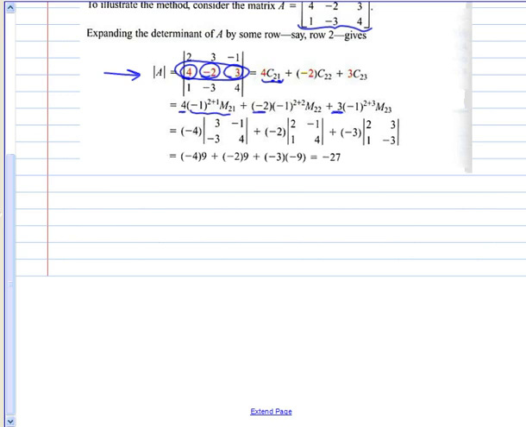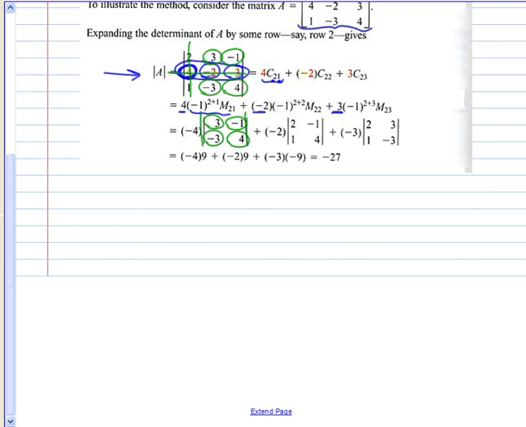We take negative 1 raised to the power of the position of this 4. It's in row 2, column 1. So that would be negative 1 to the 3rd power. Times the minor that goes with that position. And now here's the first thing where we figure out how to do some work. The minor 21 means I cross out the row 2 and the column 1, and what is left? 3, negative 1, negative 3, 4. What is left is a 2 by 2 matrix that I find the determinant of.